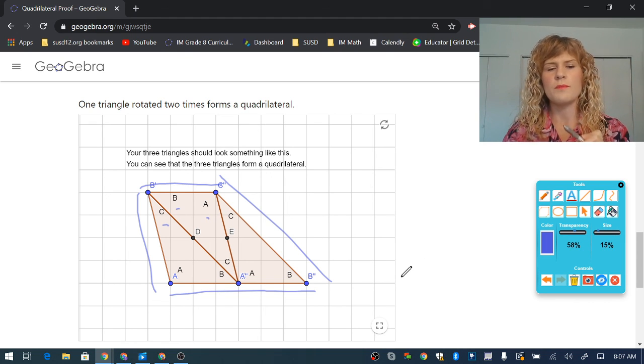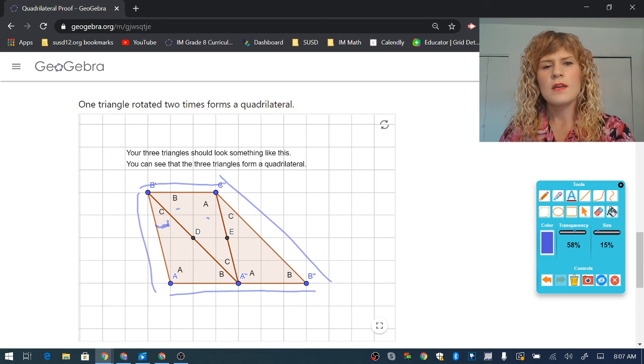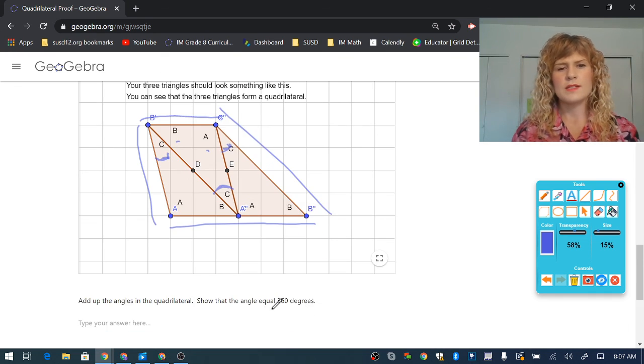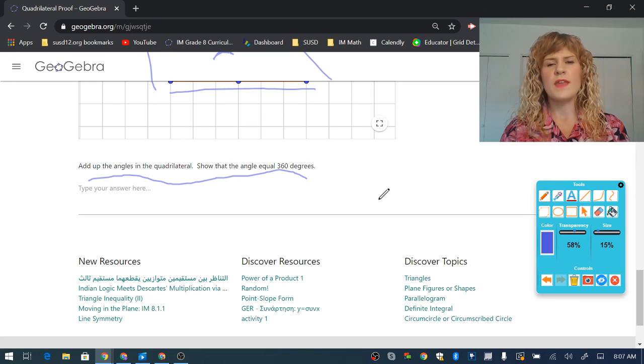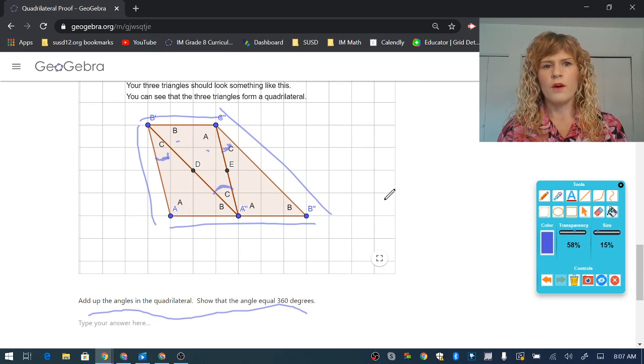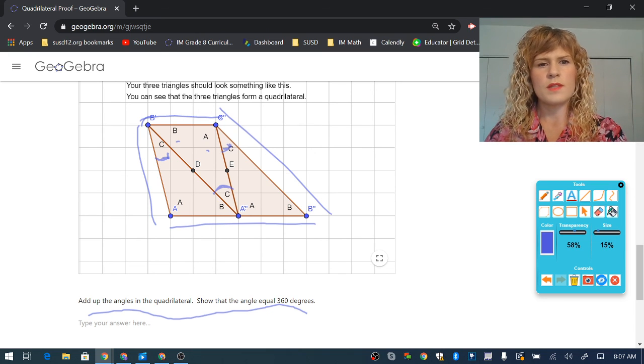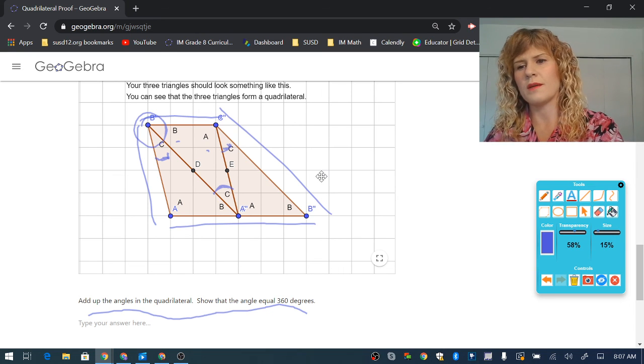Make sure you label your congruent angles. Angle C is congruent to angle C. All right, let's keep going. Add up the angles in the quadrilateral. Show that the angles equal 360 degrees. Oh, this is going to be hard. Let's do it. Starting with this angle, let me clear my screen.